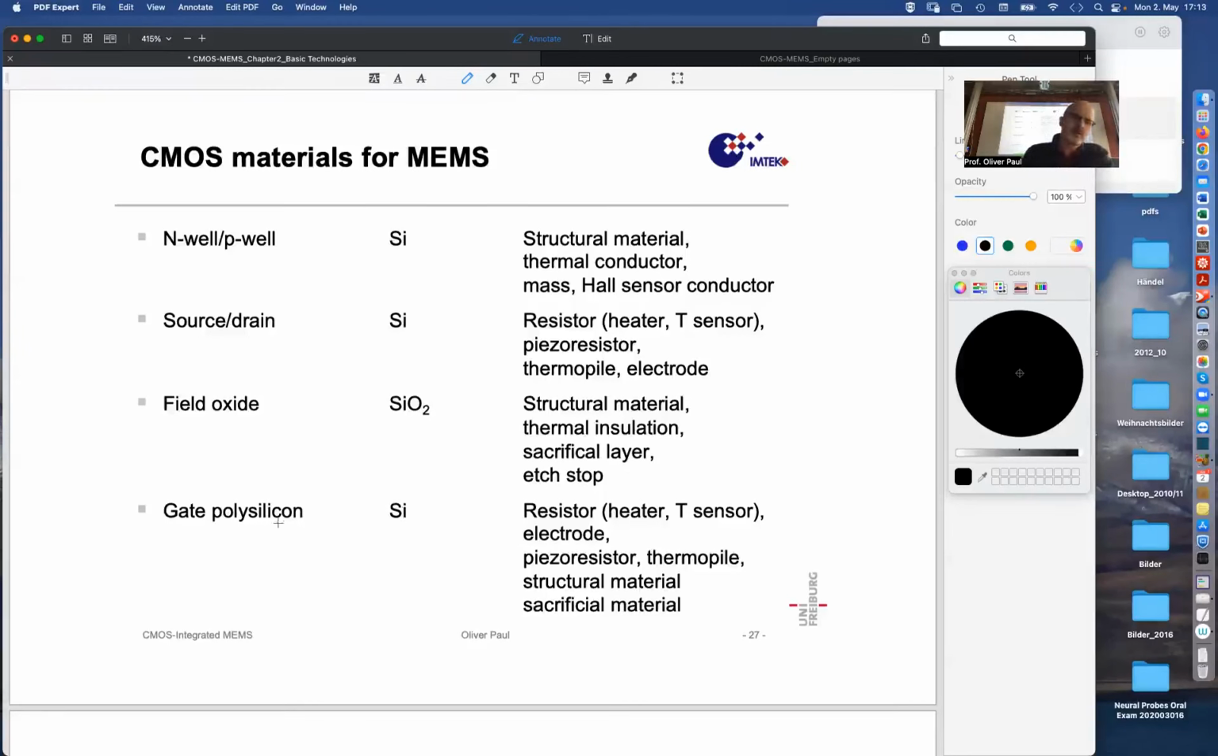Then gate polysilicon. Silicon in the form of gate polysilicon is a wonderful resistor. It is a heater, but it's also temperature dependent, so it can be used as a temperature sensor. Can be used as an electrode, a piezoresistor, part of a thermopile again, structural layer. Imagine just a microstructure made of gate by removing the field oxide below. That could be some resonator, but it can also be etched away, just like silicon. Can be a sacrificial material.